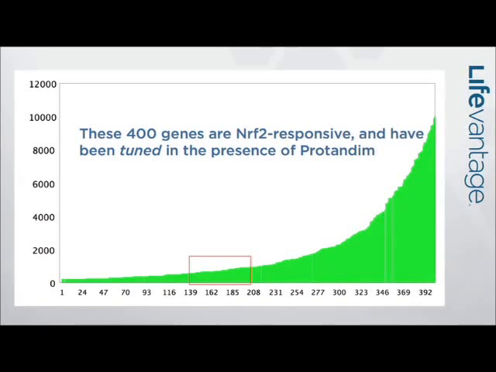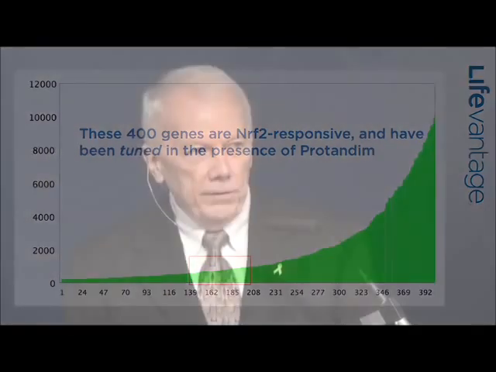These are the 400 genes, and this is real data from my laboratory, from human cells, 400 genes that respond most to Protandim being added to the culture medium. There are 400 little bars here, and you can't see them individually, but the height of each one tells you how frequently that gene is being expressed, how often that blueprint is being called out of the nucleus of that cell and functionally translated into the product for which that blueprint encodes.